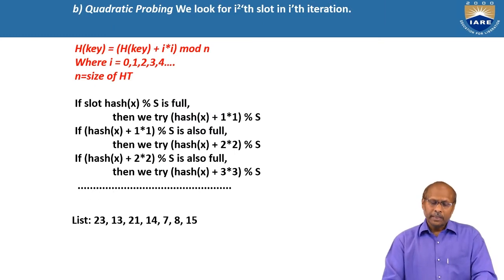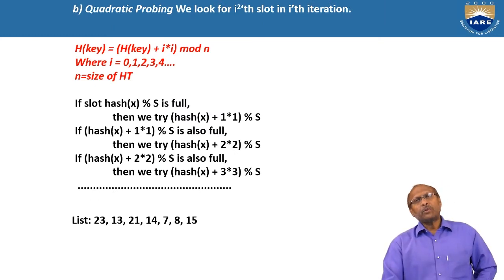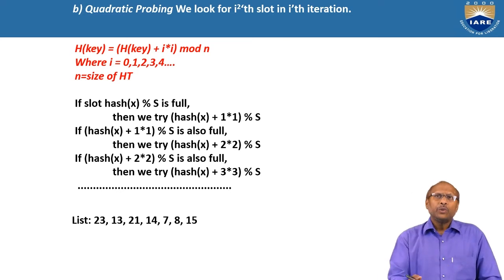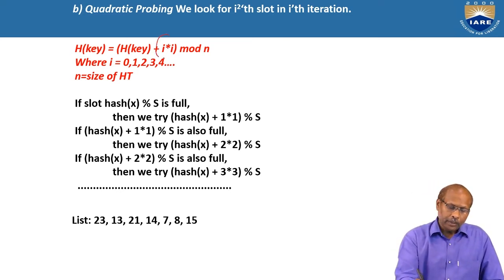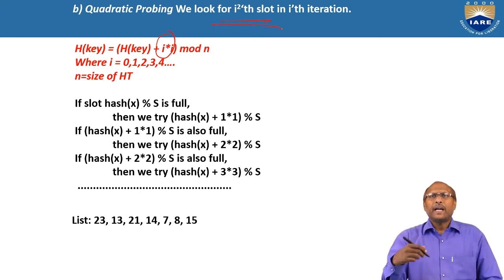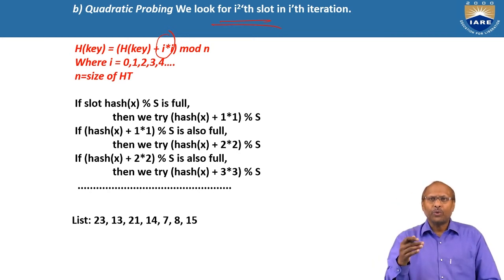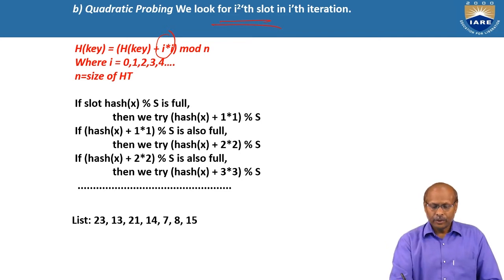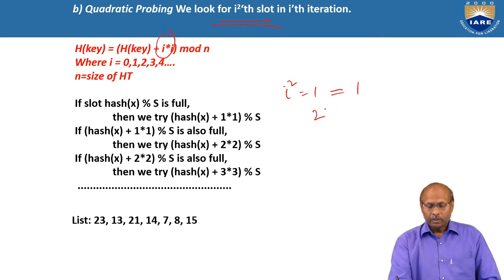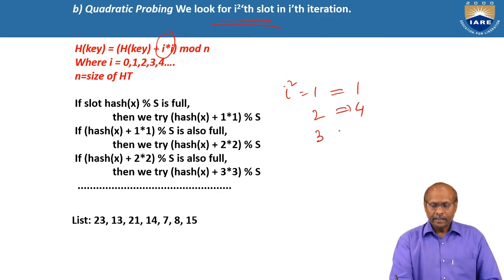Next, quadratic probing. In quadratic probing, what happens? Instead of checking in a sequence manner, you check the I-squared position. So instead of going in a sequence, go to the I-squared slot. First go to 1, then go to 4, then go to 9, then 16. Whenever I is 1, the first time, go to the first slot. Whenever I is 2, its square is 4, the 4th position. Whenever I is 3, then go to the 9th position.